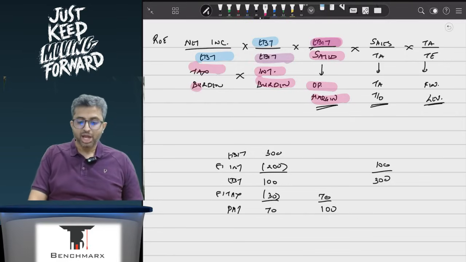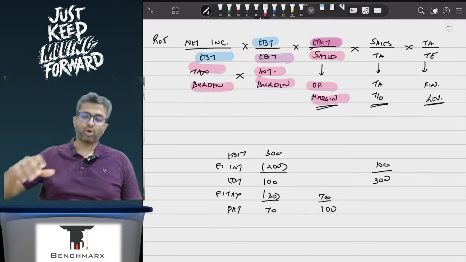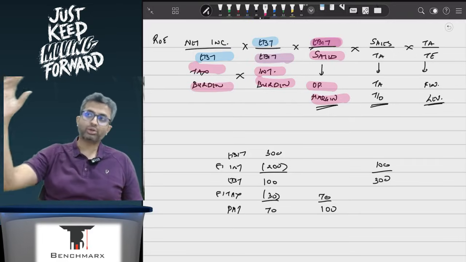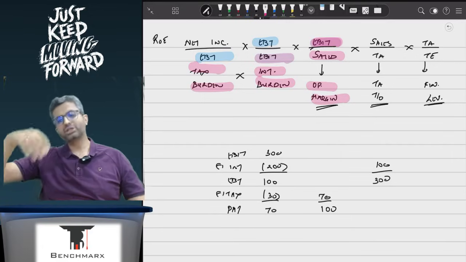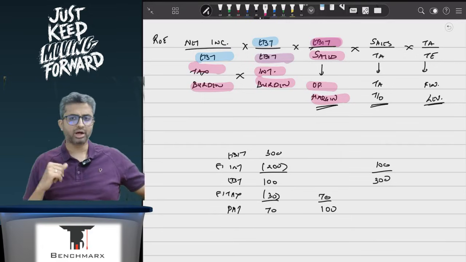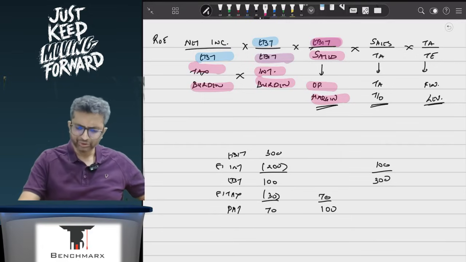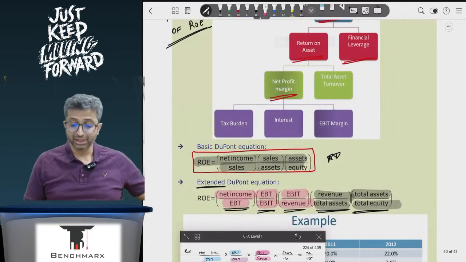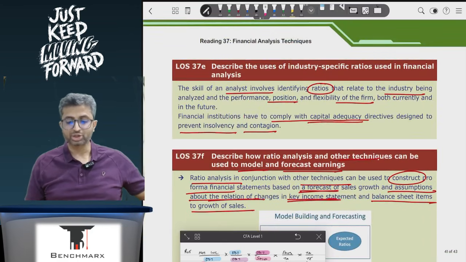So over here, when I look at the 5-step DuPont, I'll take the tax burden into the interest burden, into the operating profit margin, into the total asset turnover, into your financial leverage. So over here, this will help me analyze my ROE in a much better way.